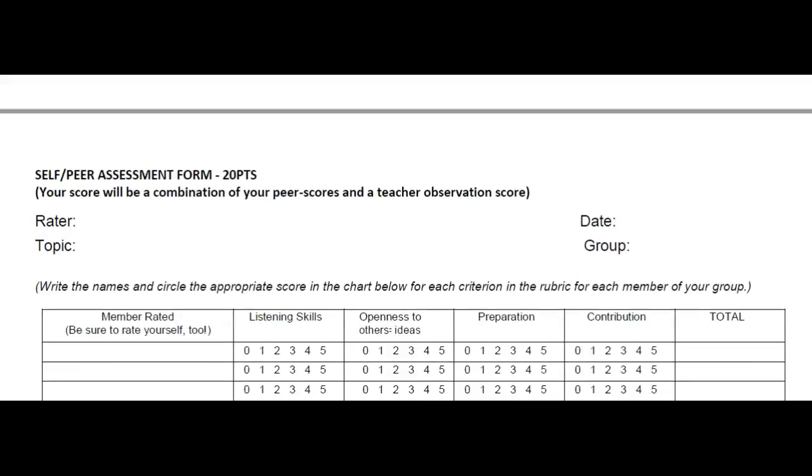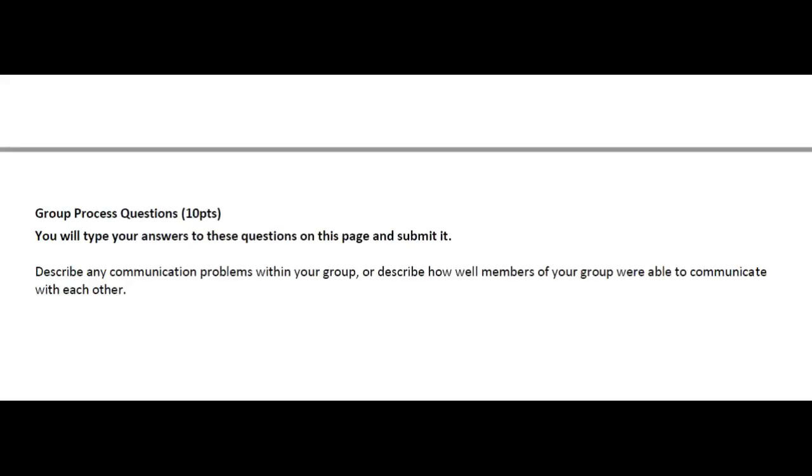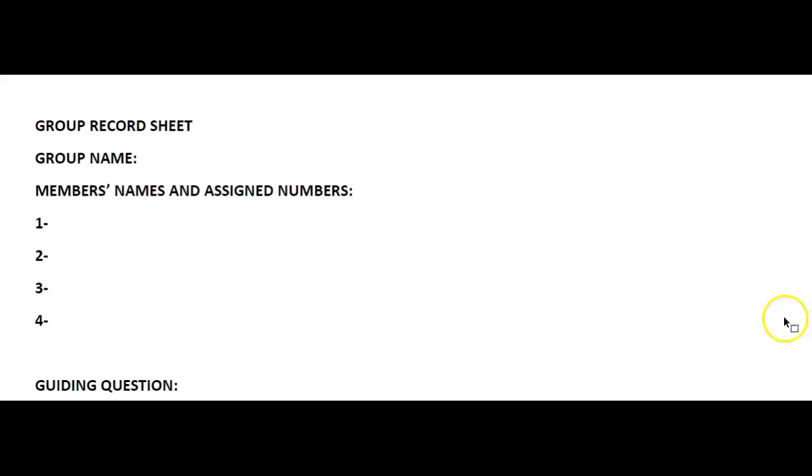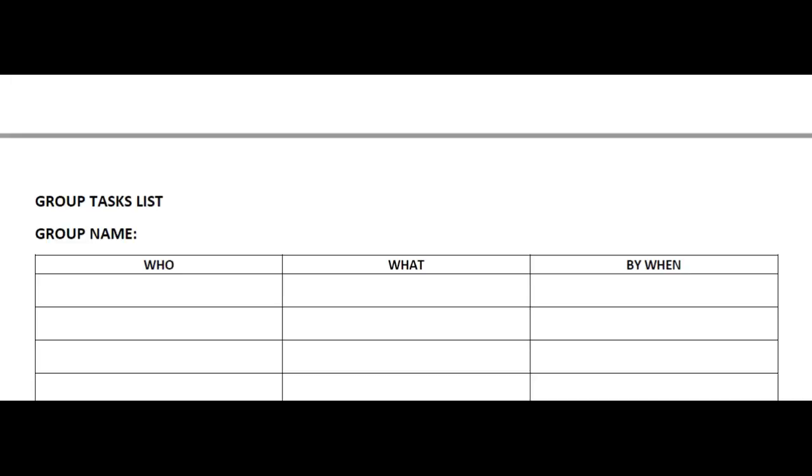These get done at the end after everything's done. This tells me about your group and some questions. And then you have the things that you submit, 1 per group. The group record sheet telling me who's doing what, guiding question, etc. Your group task list, 1 per group, and keep track of who does what and when.